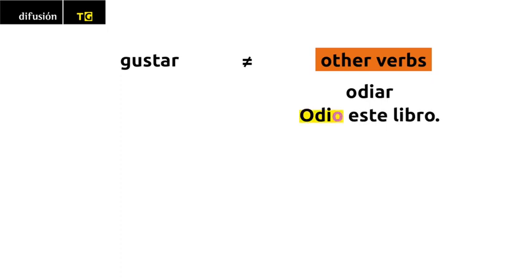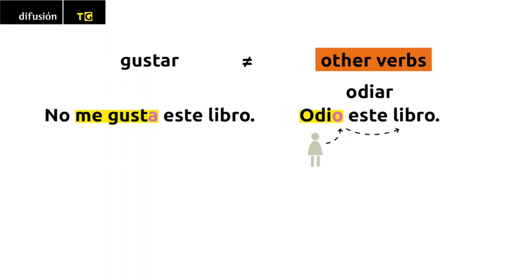Odio este libro. In this sentence, with the verb odiar, the subject is the person who experiences the emotion, the person who does something. In this case, the person has a negative feeling about the book, but this is not the case with the verb gustar. No me gusta este libro. Now, with gustar, the subject is not the person who experiences the emotion. Rather, the grammatical subject is the thing that provokes the emotion, that is, este libro.